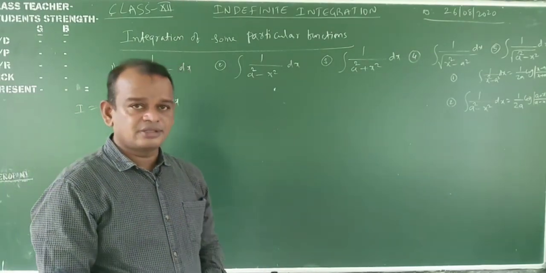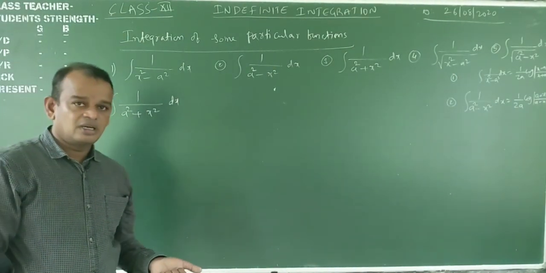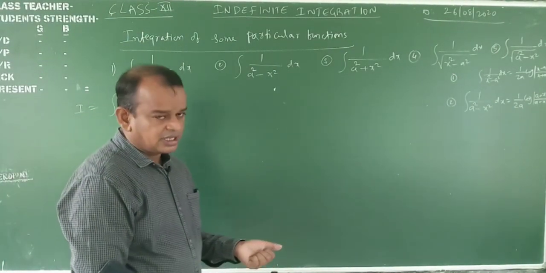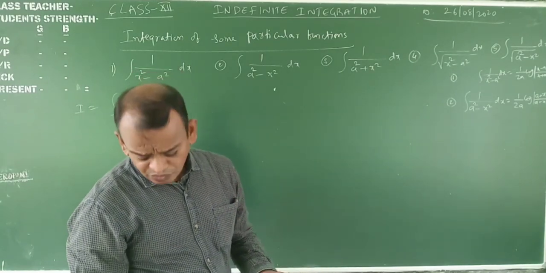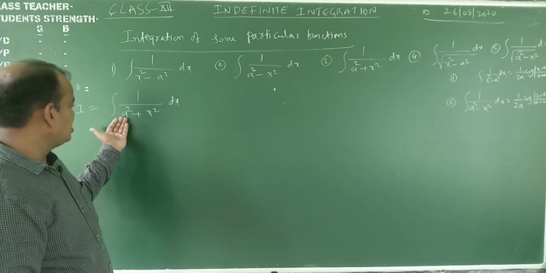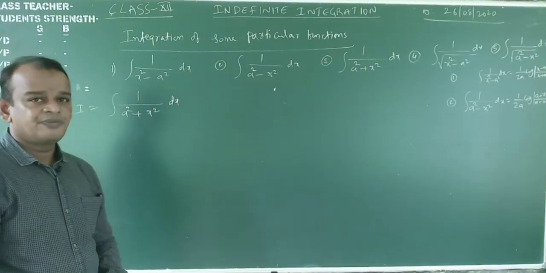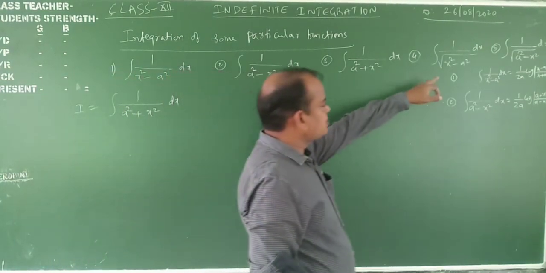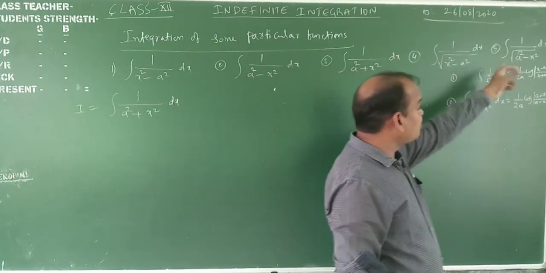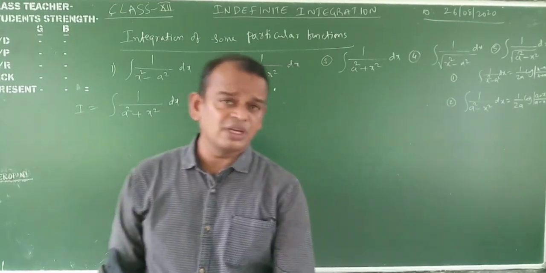My dear students, why? Because suppose x is equal to a tan theta, then a square plus x square is a square plus a square tan square theta, and 1 plus tan square theta means secant square theta. Here x square minus a square means 100% x is equal to a secant theta, and a square minus x square means a sin theta. You remember that one, what the substitution is going on means.